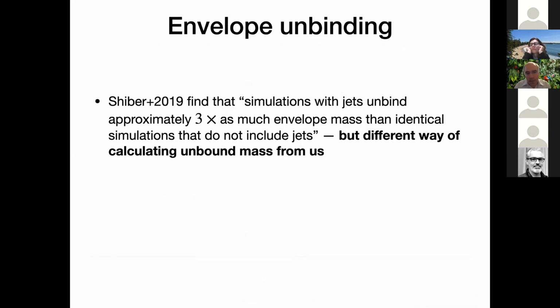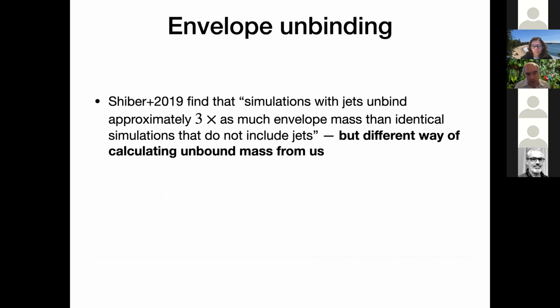Okay, so I'm just putting this quickly. I do want to say that in the Schreiber paper, they claim that 3 times as much envelope mass is unbound compared to the no jet run, but they have a very different way of calculating the unbound mass from us.